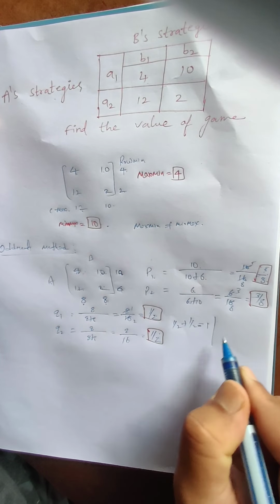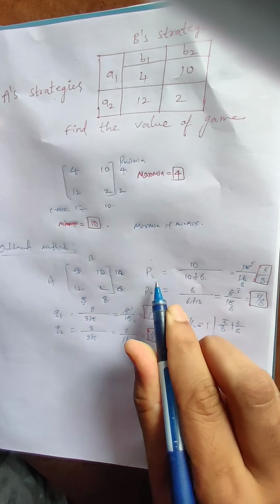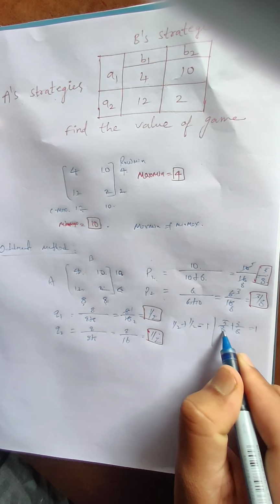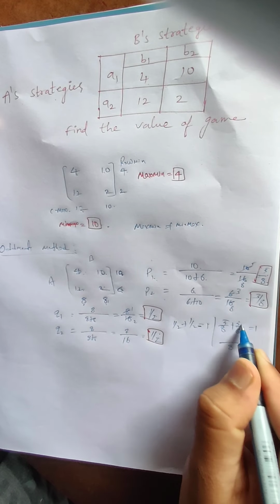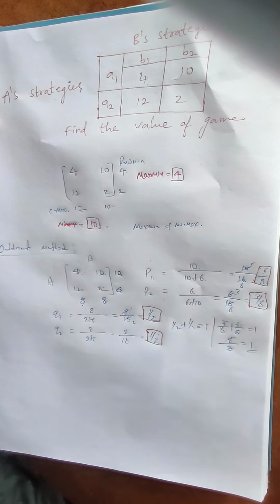Again, if you consider this case, 5 by 8 plus 3 by 8, the probability of P1 and P2 should be equal to 1. Is it equal to 1? Say the denominator is the same, so 5 plus 3 is 8, 8 by 8 equal to 1. Then we can say that the probabilities are correct.